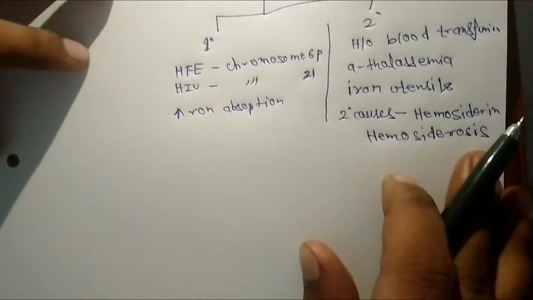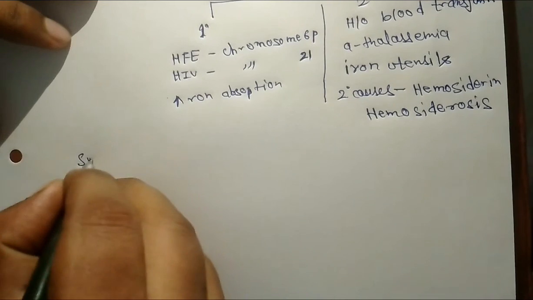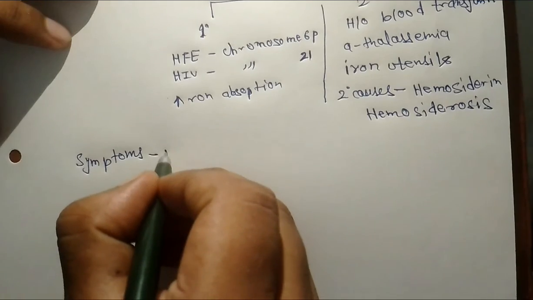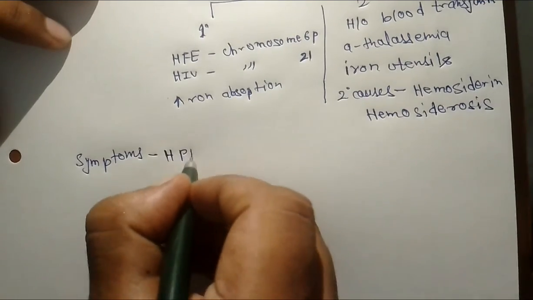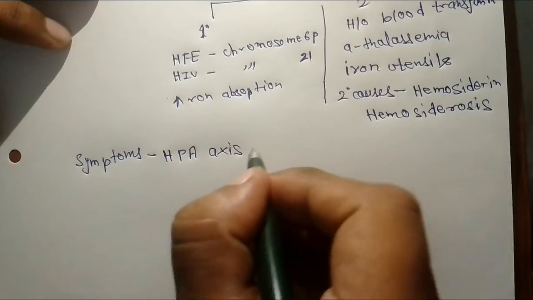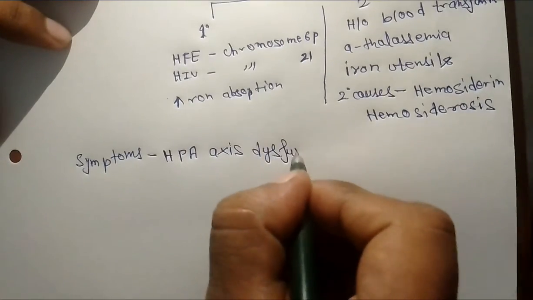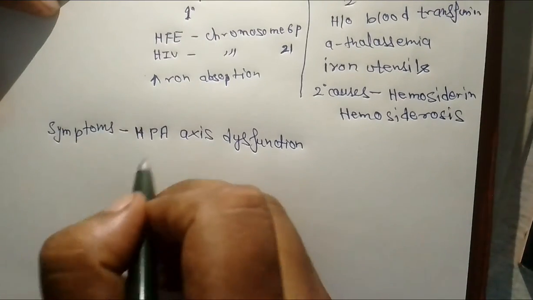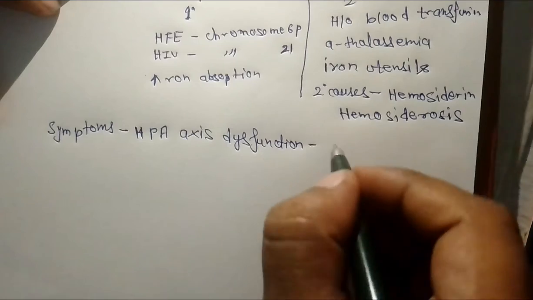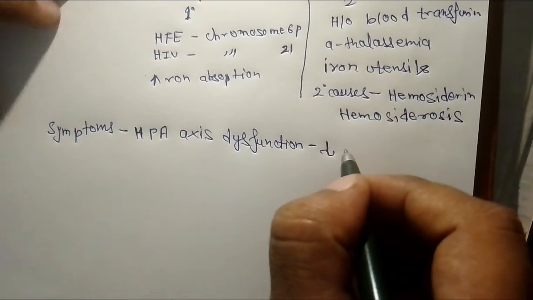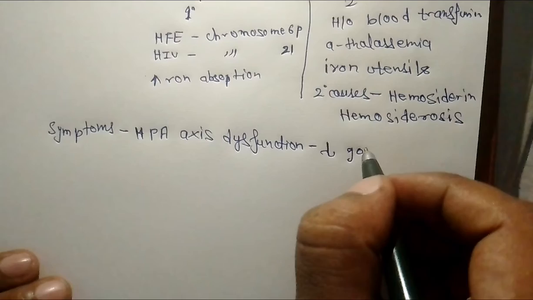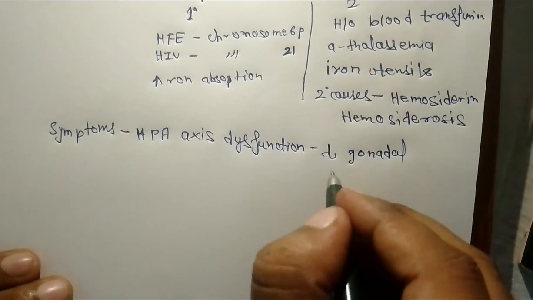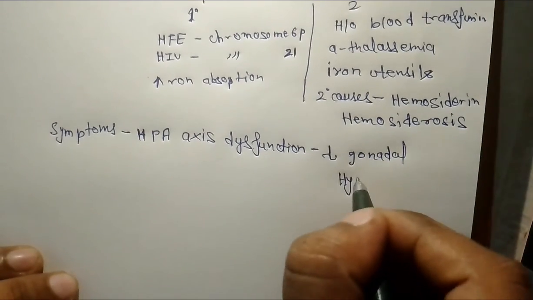After that, we can go for symptoms. Symptoms include hypothalamus pituitary axis dysfunction, that causes decreased gonadal hormones, and that causes hypogonadism.